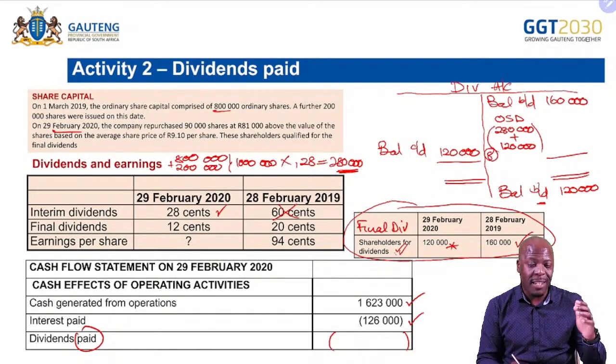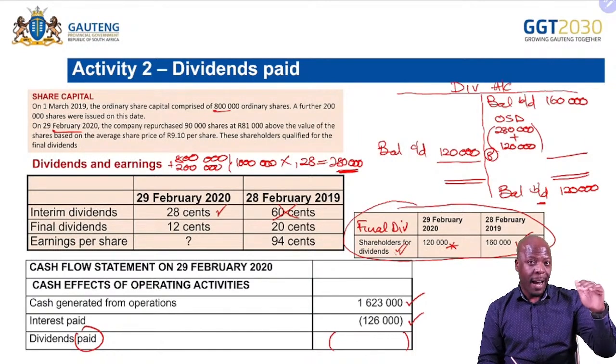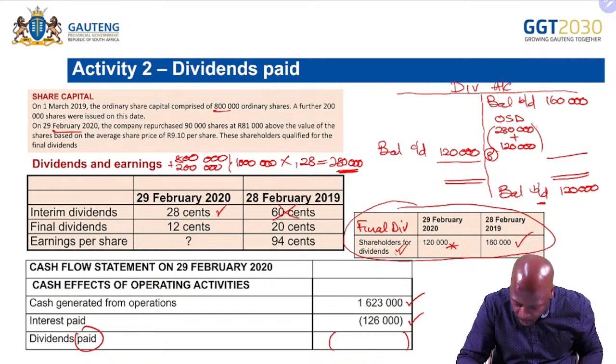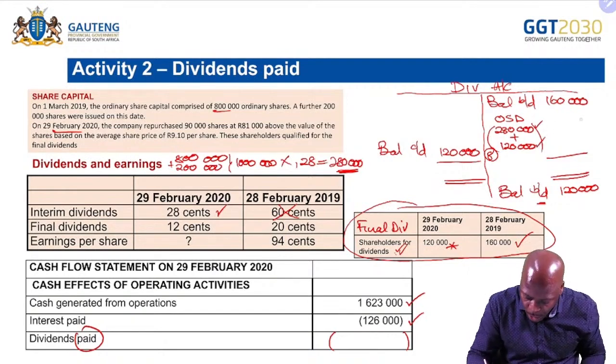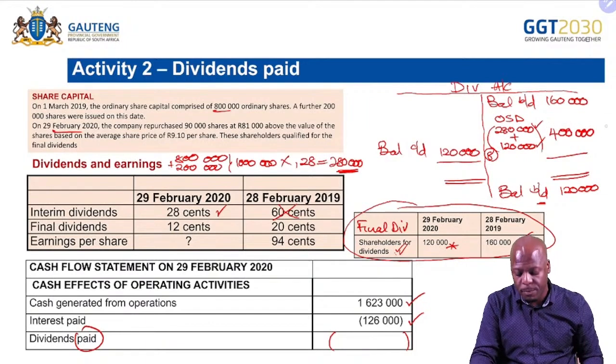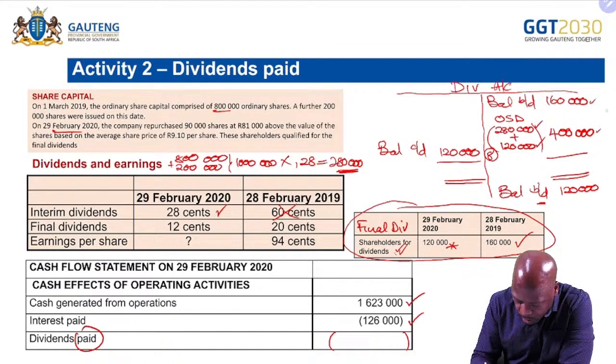You're thinking note number 8. Interim, which is paid. Final, which is declared. Already you can see that. You can picture that. So I have my 280 here and I have my 120 here. If I add those two, I should then get my 400,000. When I have my 400,000, then I say 160, which is what I have at the beginning, plus the 400,000. If I add these two, it should then give me 560.